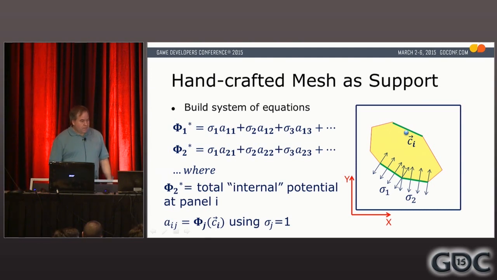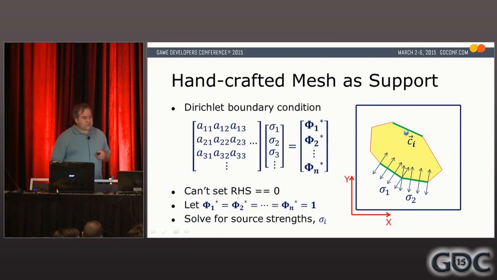So this is what that equation looks like when we put it into matrix form. It's basically a linear system. And what we're doing here is applying something called Dirichlet boundary conditions. This is the case where we're directly specifying the value of the field. We really want the surface of the geometry to become an isosurface.